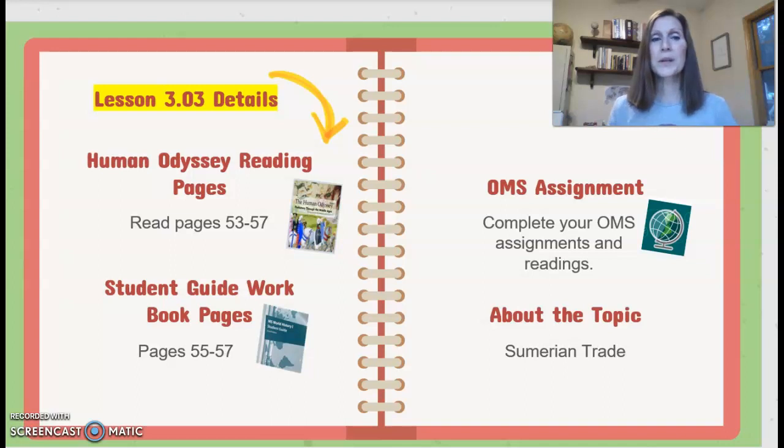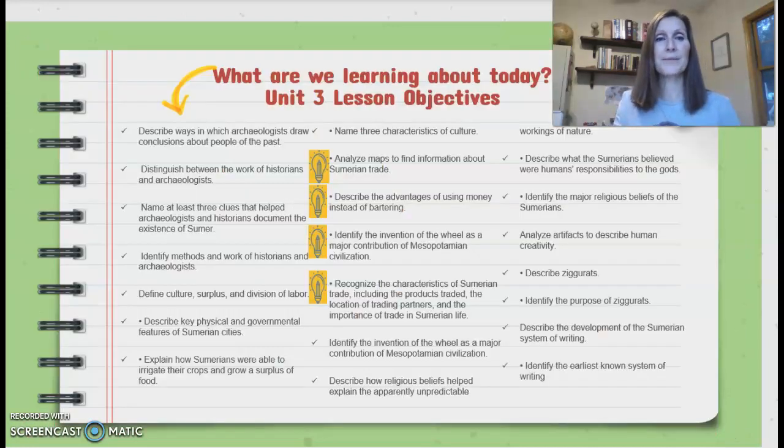All right, so 3.03 details: Human Odyssey reading pages 53 to 57, your student guide workbook pages 55 to 57, and then complete your OMS assignments and readings. And about the topic, we are talking about Sumerian trade.